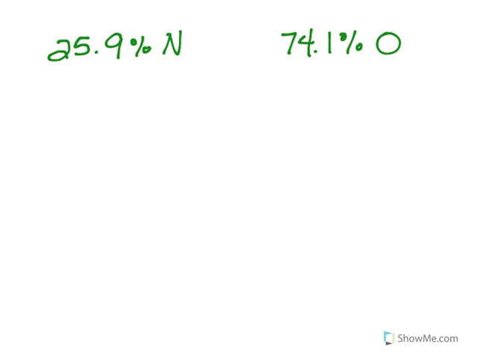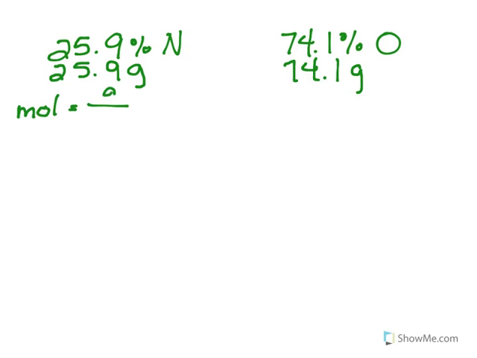So how are we going to use this as a practical application? Let's say we're working in the lab and we have analyzed a substance and found that it's 25.9% nitrogen and 74.1% oxygen. To make this easy for us, we are going to assume that we have 100 grams, and 25.9 grams of it is nitrogen, and 74.1 grams of it is oxygen. From here, we're going to calculate moles with moles equals grams over molar mass.